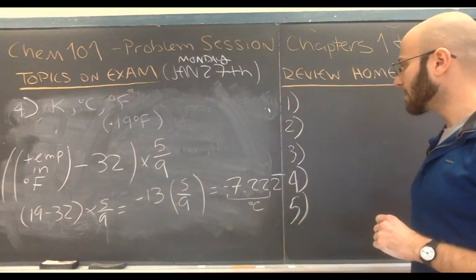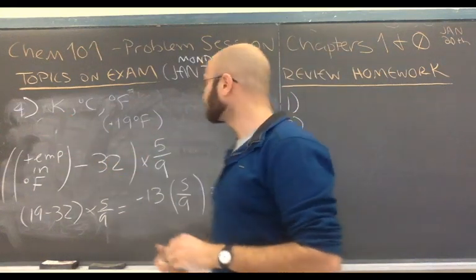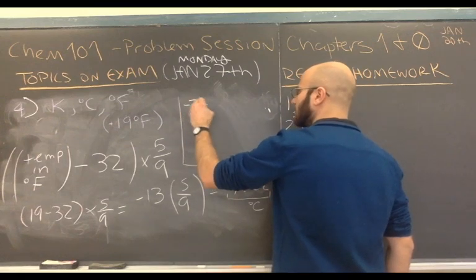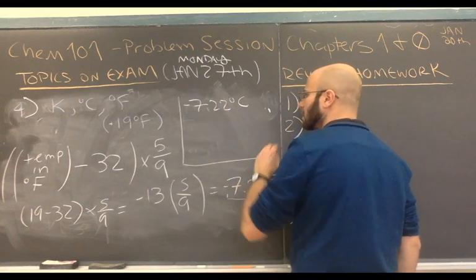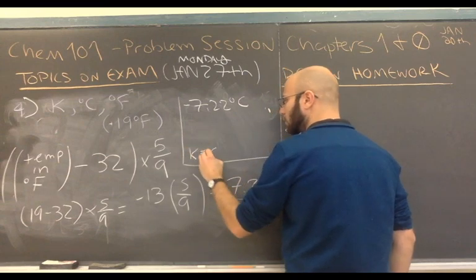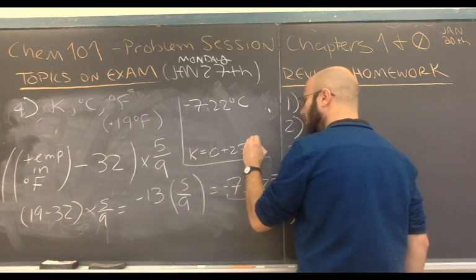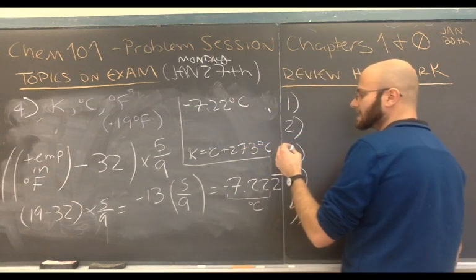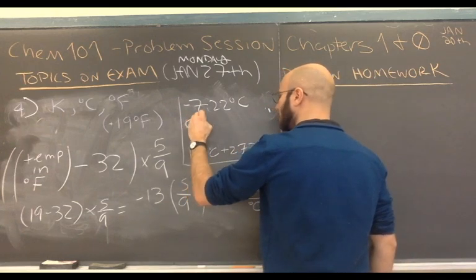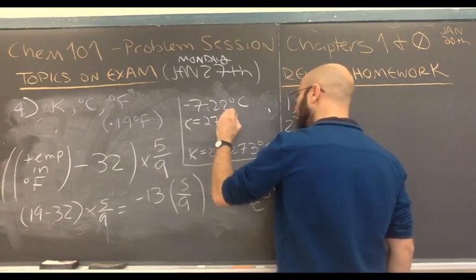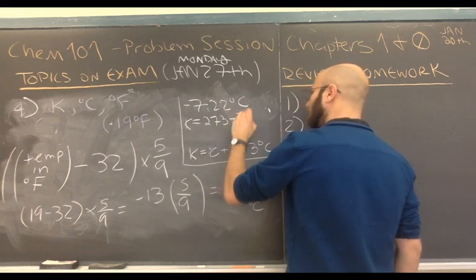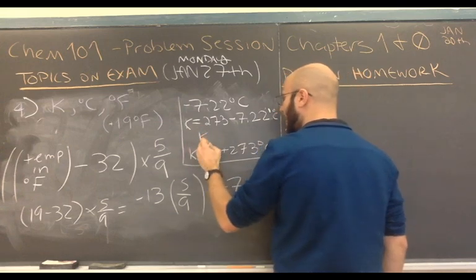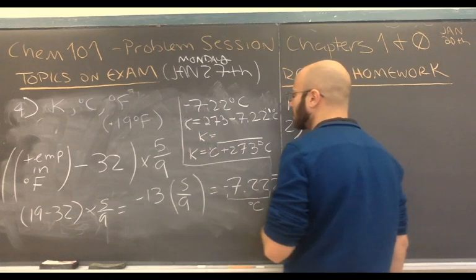And then we have one more step if we want to go all the way to Kelvin, right? So let's do this up here in this little box. We have negative 7.22 degrees Celsius. Kelvin is equal to Celsius plus 273. I guess we'll keep the units the same. So we just need to add 273 to negative 7.22 degrees C, and our answer for Kelvin in this case will be just that.